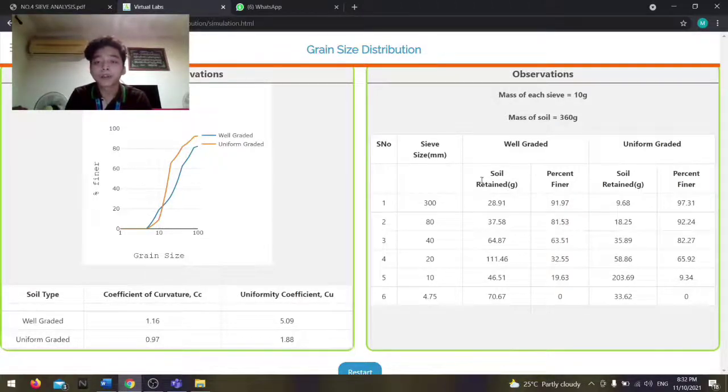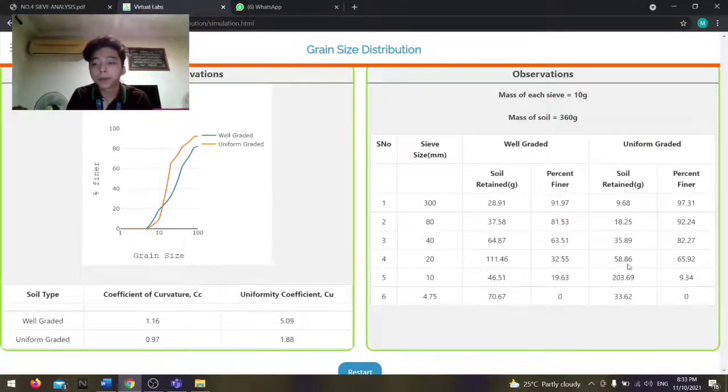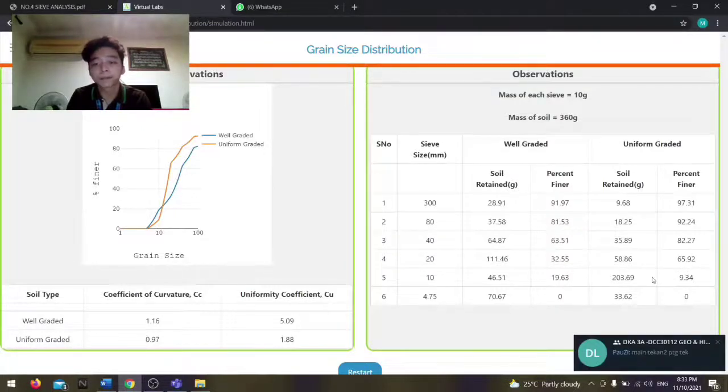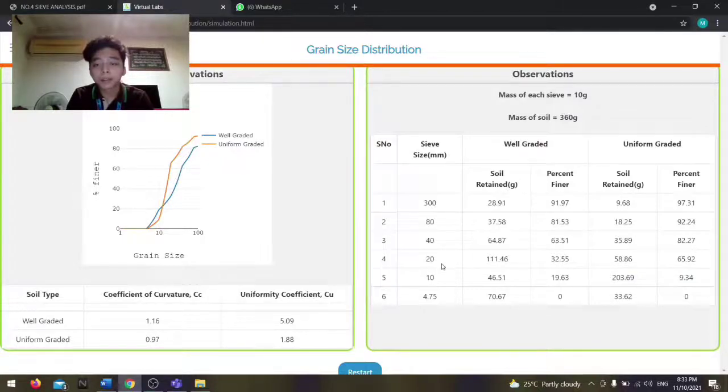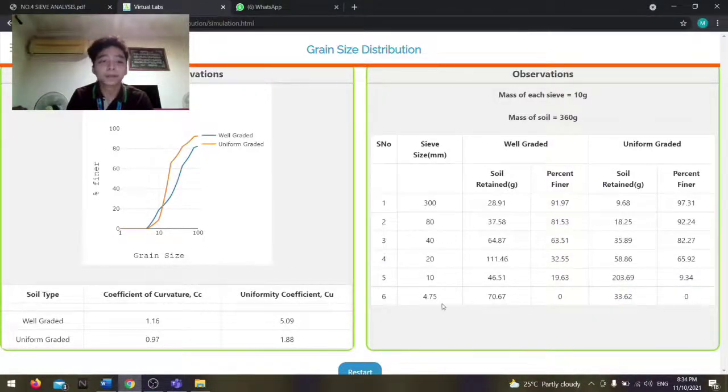Now for uniform graded, we have different data from the well graded. For sieve number 1, we have 9.68 gram of soil retained and 97.31% finer. For number 2, we have 18.25 gram retained and 92.24% finer. Number 3, with a sieve size of 40 millimeter, has 35.89 gram retained and 82.27% finer. Number 4 has 58.86 retained and 65.92% finer. Number 5, with a sieve size of 10 millimeter, has 203.69 retained and 9.34% finer. Last, number 6 has 33.62 gram retained and 0% finer. Now we move on to the graph.